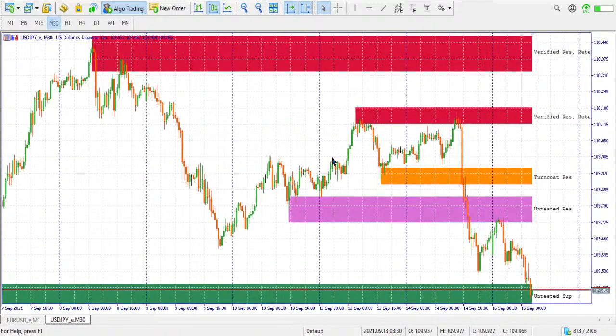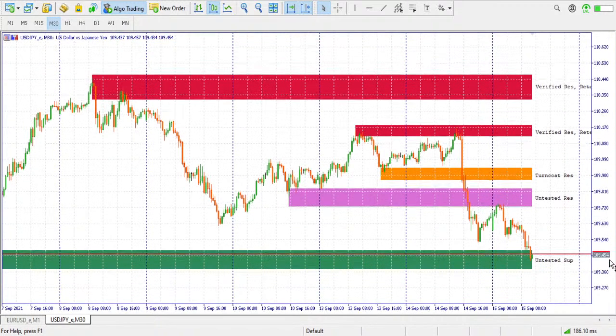We'll check 30 minutes. On the 30 minutes we have a level here. This is a very good resistance. You can see it was used here as a resistance level. It was used here as a resistance. We have a support. There is this break below. There's a continuation downwards, and then there is a support here.